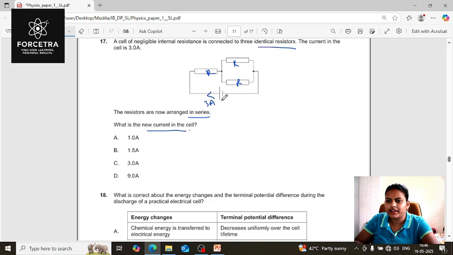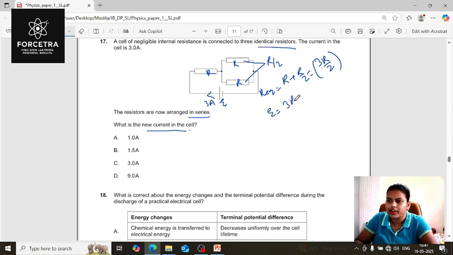So let's say the battery is having EMF of E and let's find out the total resistance. The equivalent resistance of these two parallel resistors would be R by 2 because they are equal and connected in parallel, and this resistor is attached in series with these two parallel resistors, so it would be R plus R by 2. So R equivalent in this case would be equal to 3R by 2. Using Ohm's law, we can write E is equal to equivalent resistance into current.